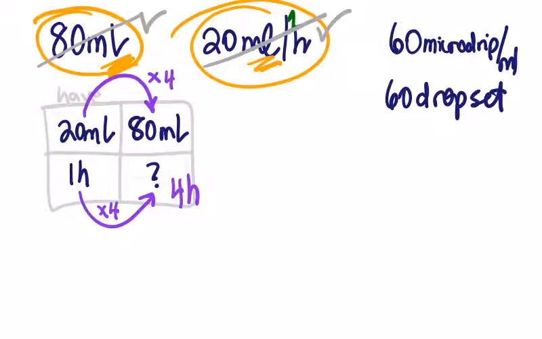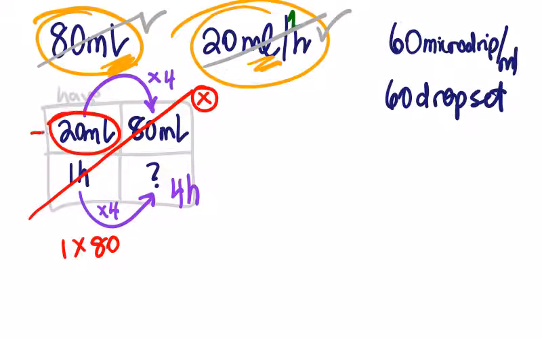If you're still practicing and you need to see this in a different way, you could use the full process. The diagonal multiplies, so we have 1 times 80. The third number divides, and then we have the same, 80 divided by 20, 4 hours.